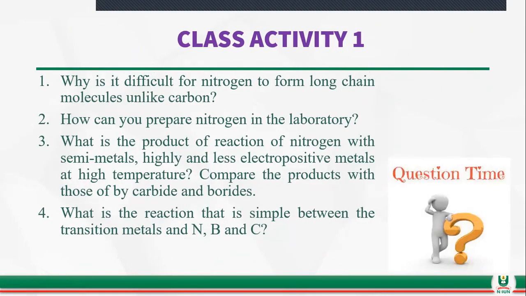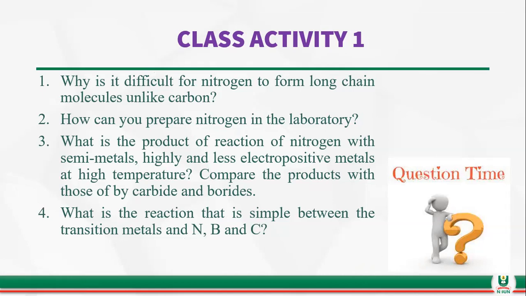These are the class activity that we can look at for the group 15 element. Why is it difficult for nitrogen to form long chain molecule, unlike carbon that can form long chain molecule, despite the fact that both of them have sp3 hybridization?